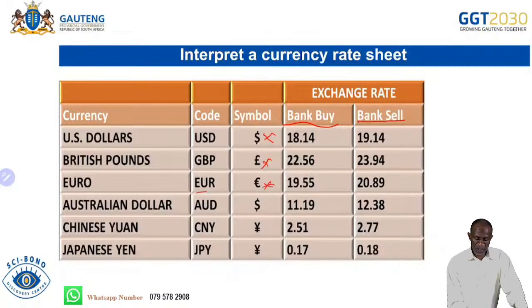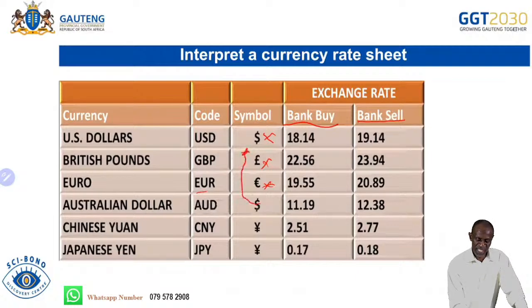The Australian dollar is AUD, the code, and the symbol is similar to that of the US dollar. So the similarity is that they use the same symbol, but they use different codes.